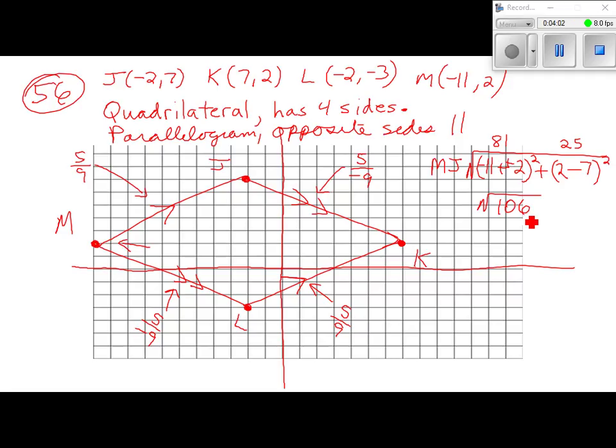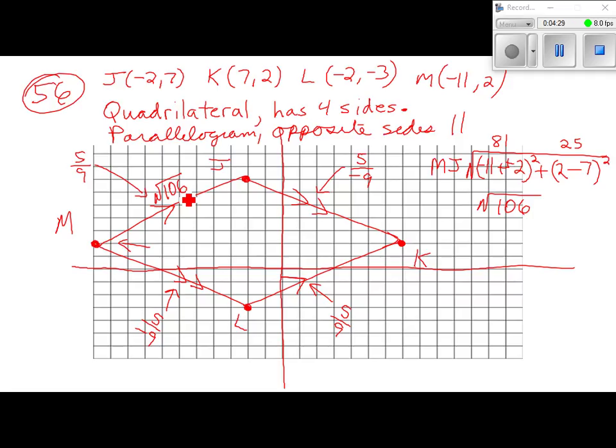Now, you could take the square root of 106 on your calculator. We really don't need to, because all we care about is if this is the square root of 106, what's the next one that we find got to be? Square root of 106. All right? So we know the length of this one's square root of 106, 10 point something. I don't have a calculator up here, so I'm not doing this extra math, because all we really care about is, are they the same?